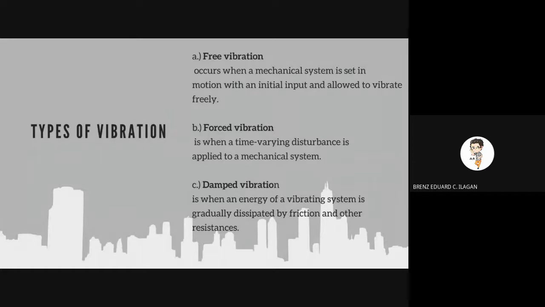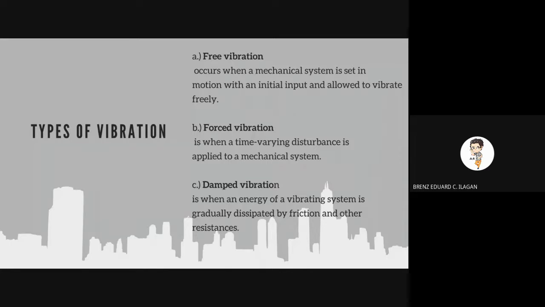There are different types of vibration. First is free vibration. Occurs when a mechanical system is set in motion with an initial input and allowed to vibrate freely. The mechanical system vibrates at one or more of its natural frequencies and damps down to motionlessness.